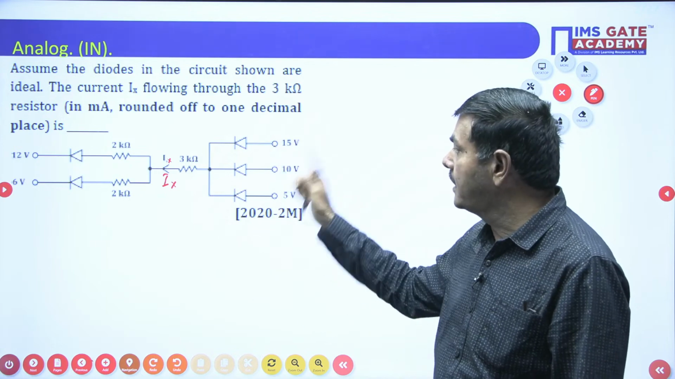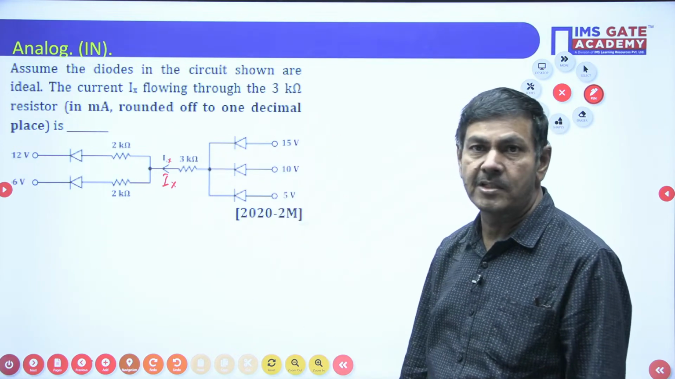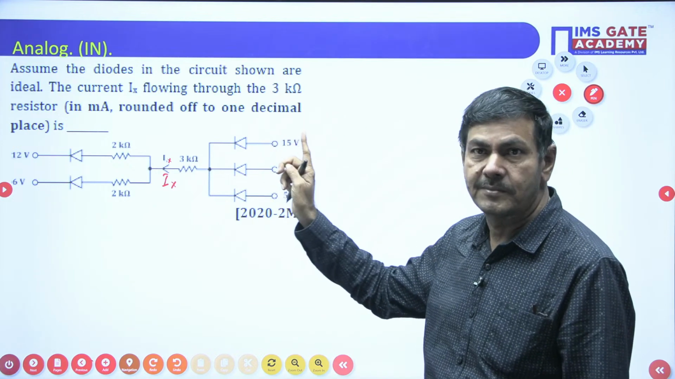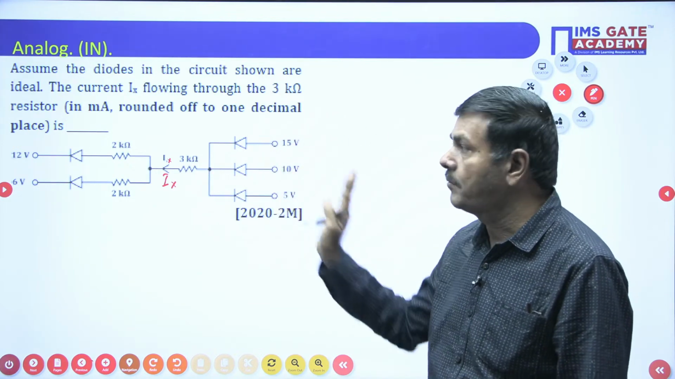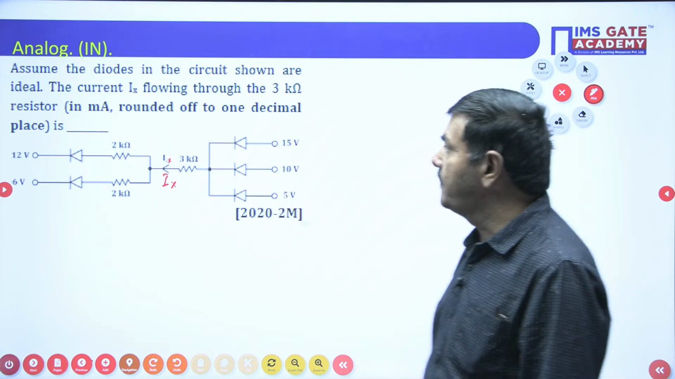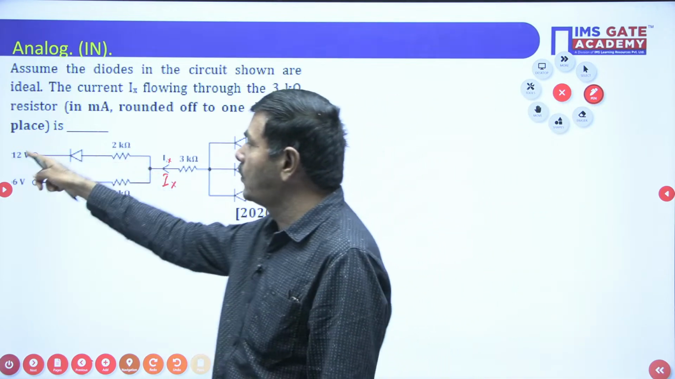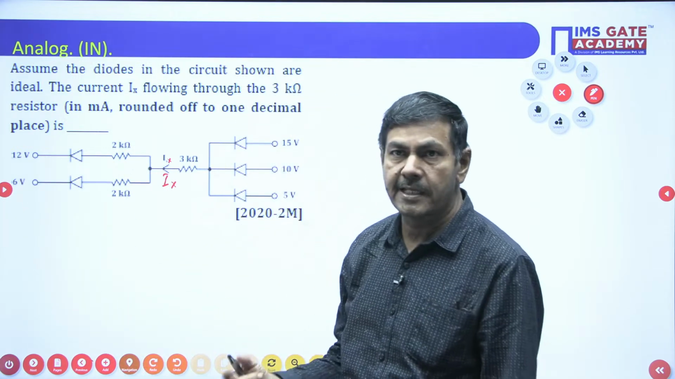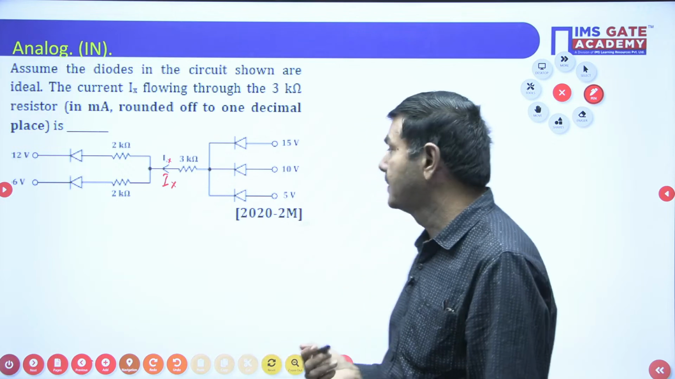Out of these 3, any one of the diodes must be on, because the input voltage of each diode is different. One must be on. So which diode is on, that is more important. In the same way, here 2 diodes are given, with 2 output voltages. Out of these 2, one diode will be on again. Which diode is on, I will explain clearly now.